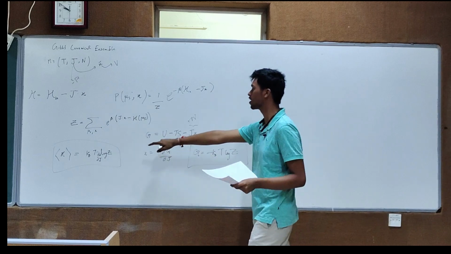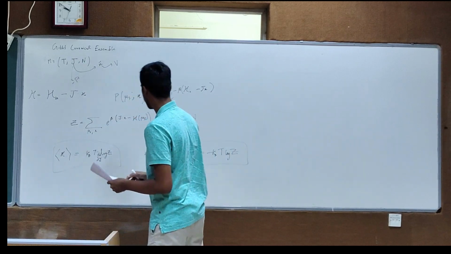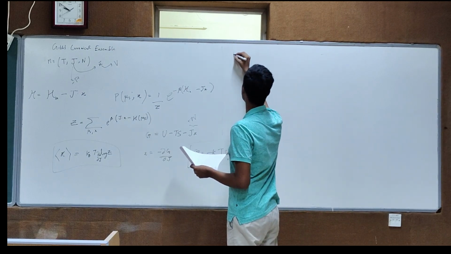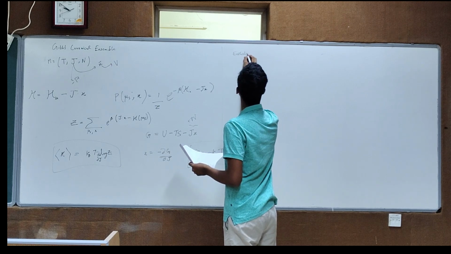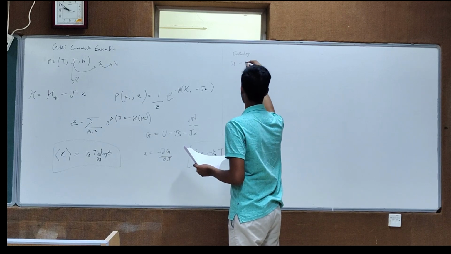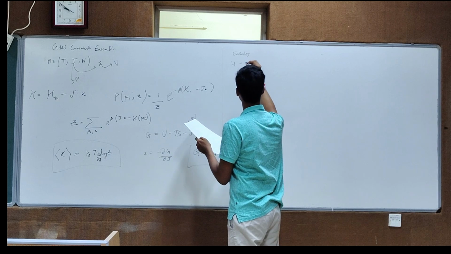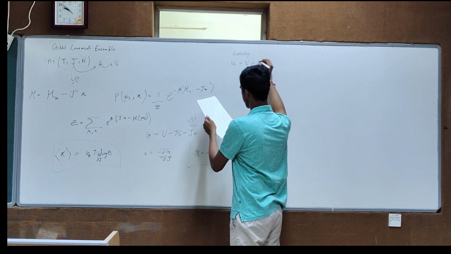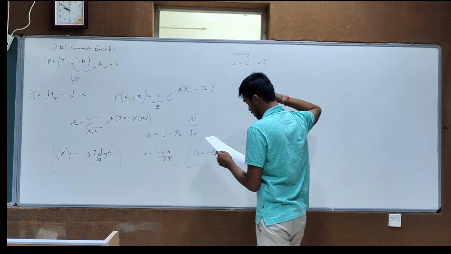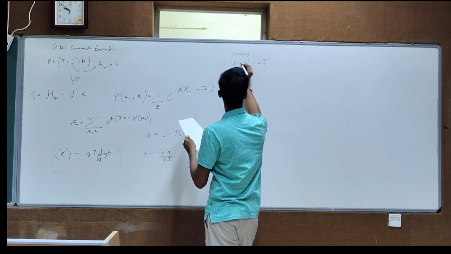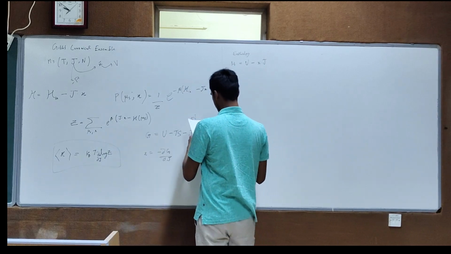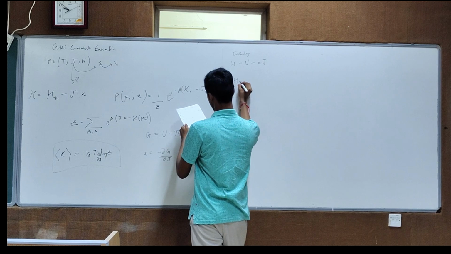Once you have calculated your partition function, you can find the value of the Gibbs free energy, and also you can find the value of the enthalpy. Enthalpy H is equal to U minus, so you just subtract the work part of it, and this you can calculate by taking a derivative of log of Z with respect to beta. So you get H is equal to.